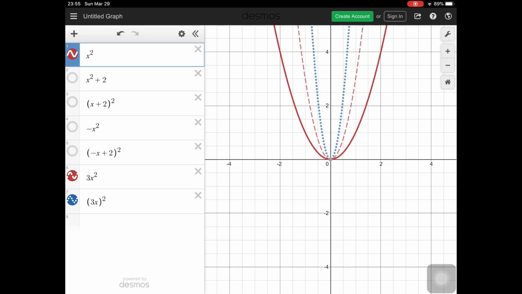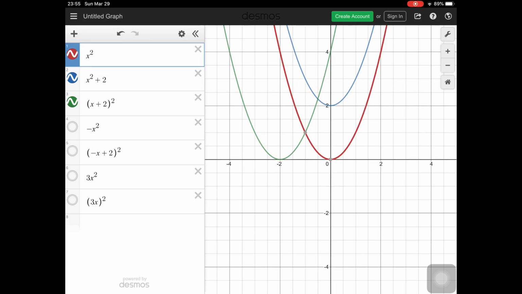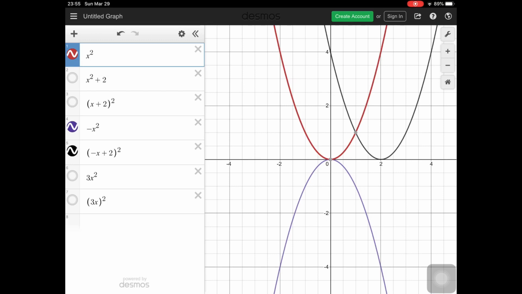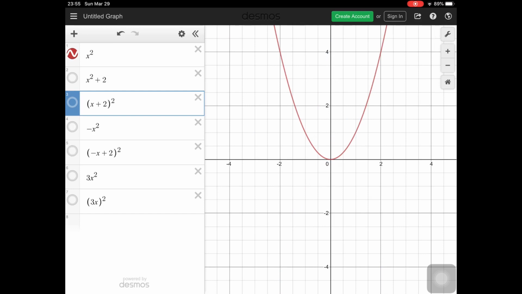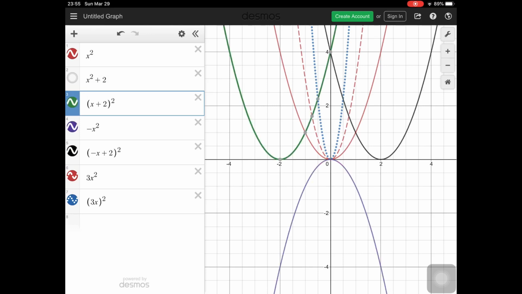So these are all the different types of transformations. Translations, which are these two over here. Then we have reflections, which are these two over here. And finally, we have horizontal or vertical stretches, okay? Which are in this case. These are all the different types of transformations we have, and that we're going to study for the IB.